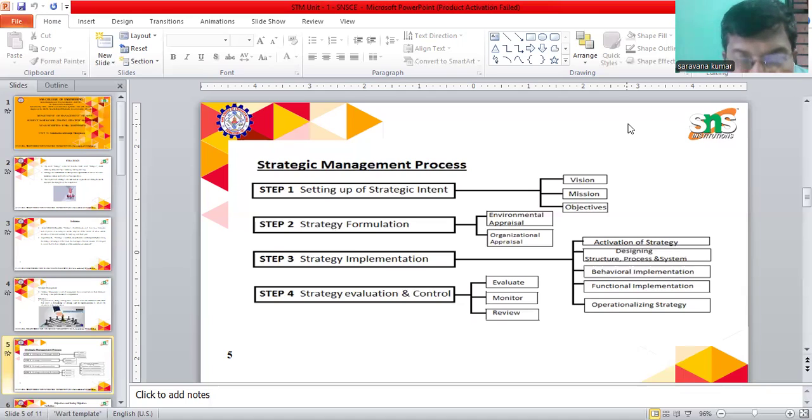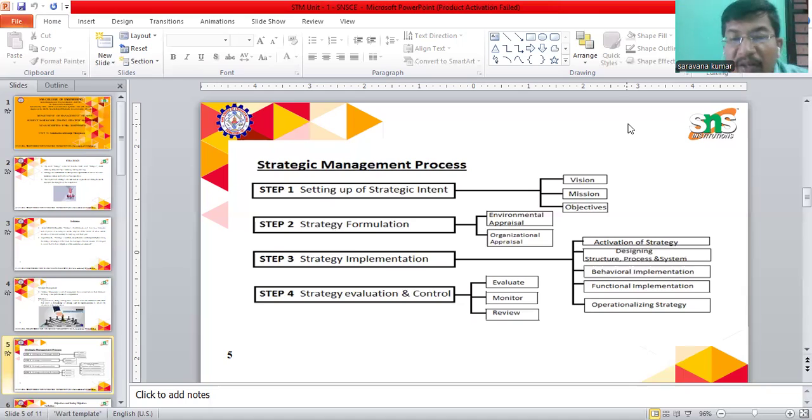Last, strategy evaluation and control. First you have the focus, next you formulate, third you implement, and finally you check it, right? Whether our strategy is right or wrong, you get feedback from the customers. It depends upon the feedback and the results whether our strategy is right or wrong. You can check it.